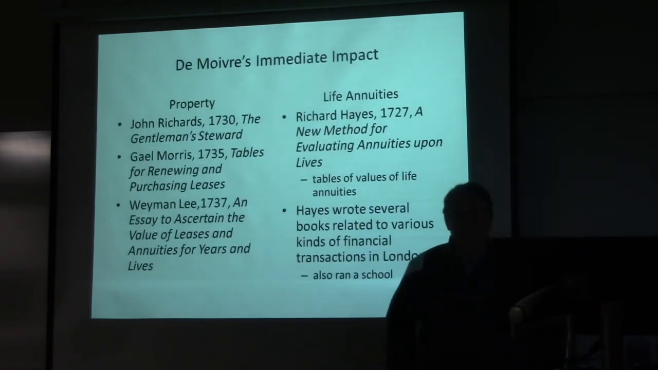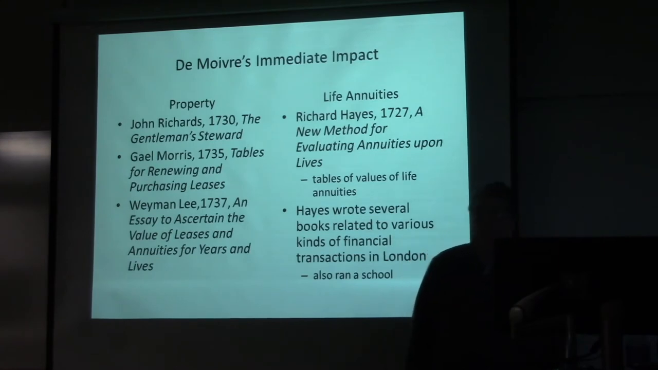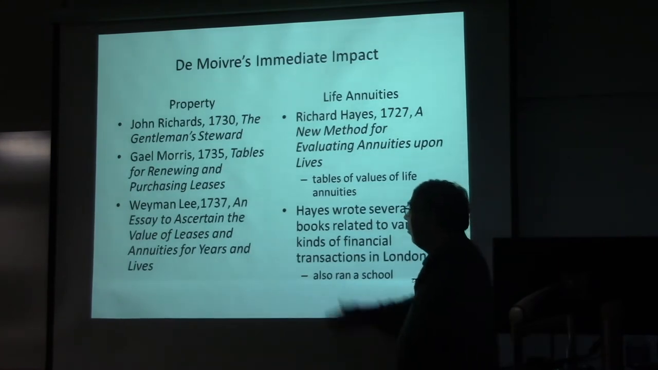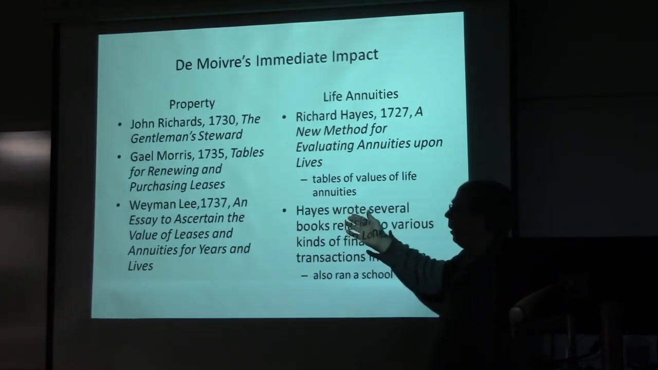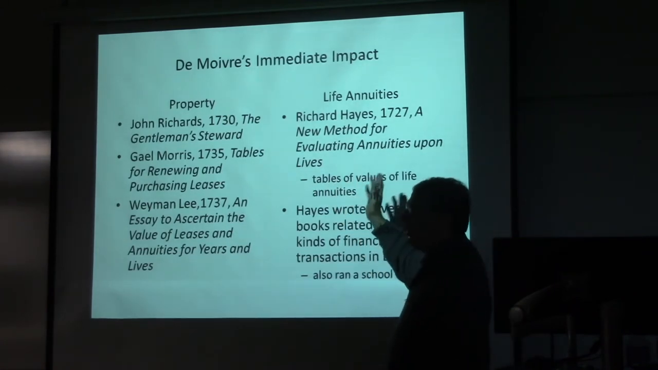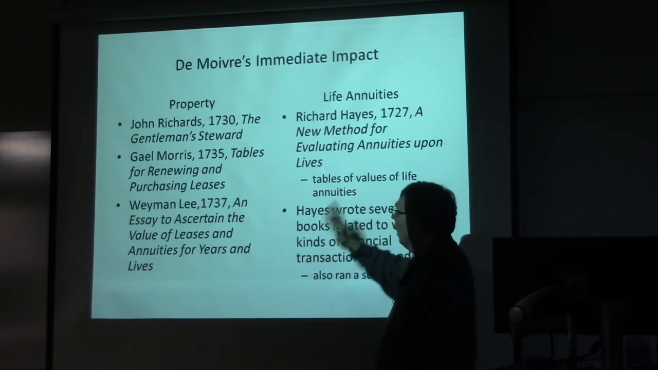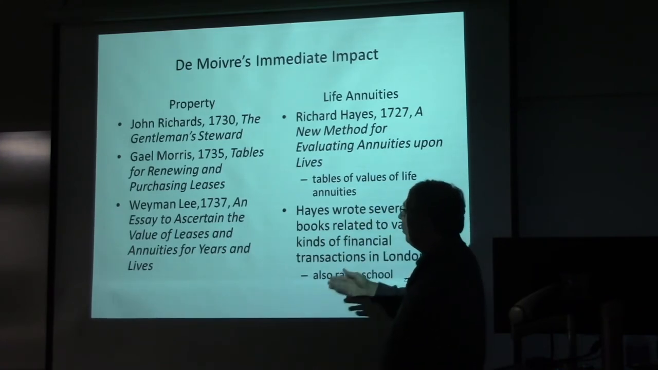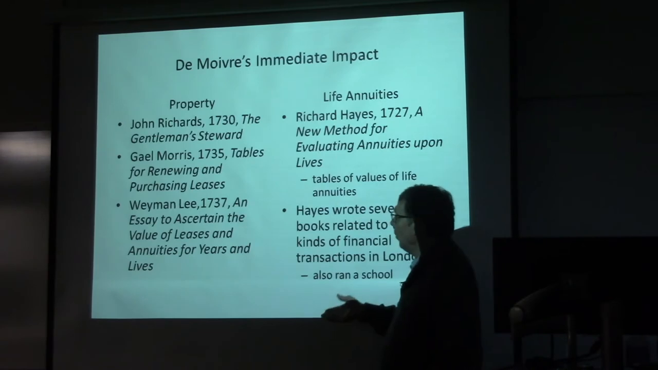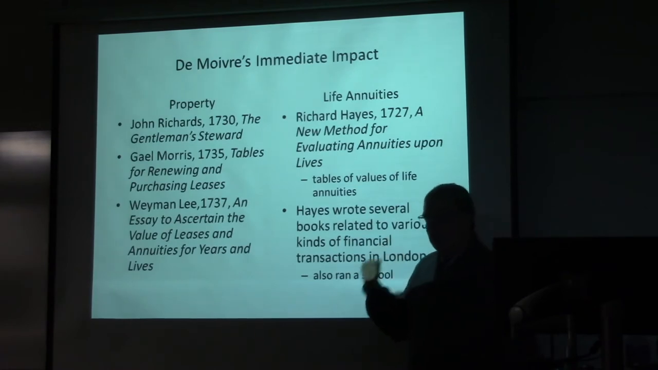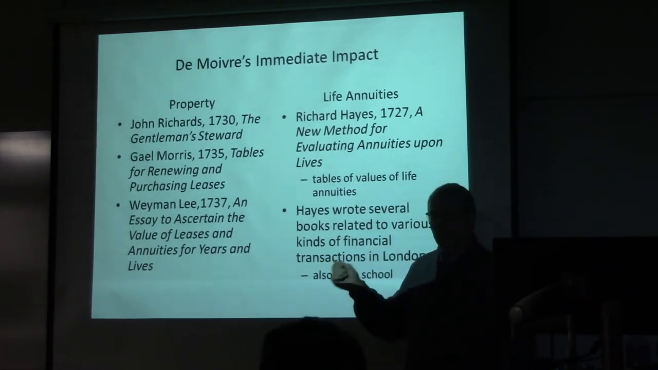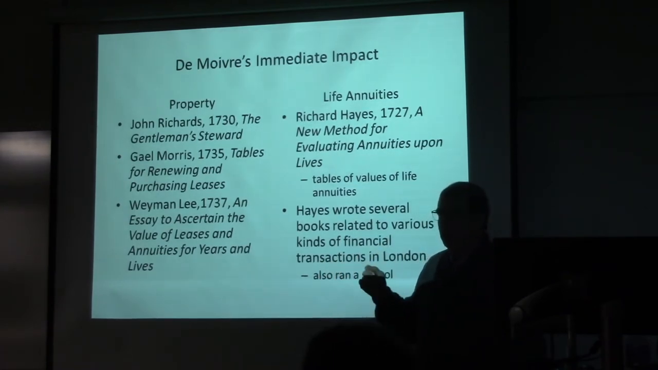This book did have immediate impact, and where the impact occurred mostly were people dealing with leases, people dealing with property. So John Richards' book called The Gentleman's Steward, Gail Morris' Tables for Renewing and Purchasing Leases, Wayman Lee, Essay to Ascertain the Value of Leases and Annuities. So the people who picked up on it mostly were interested in property.